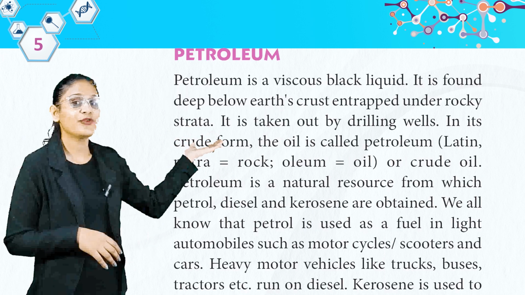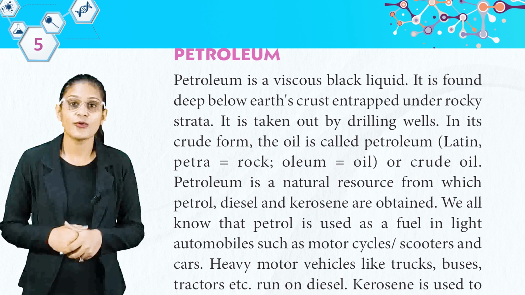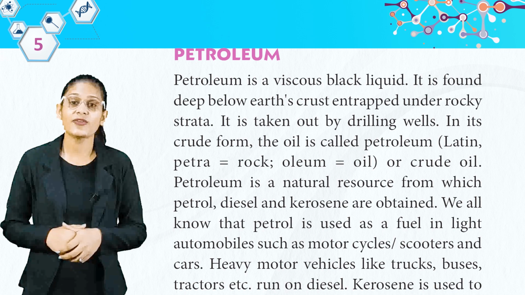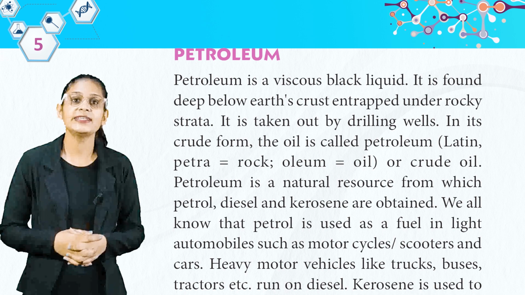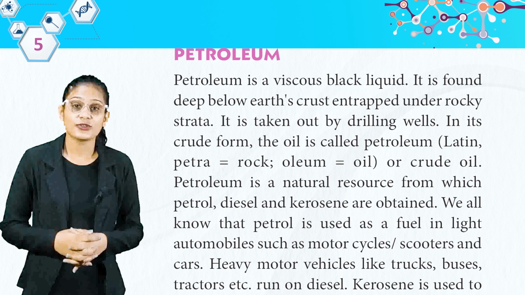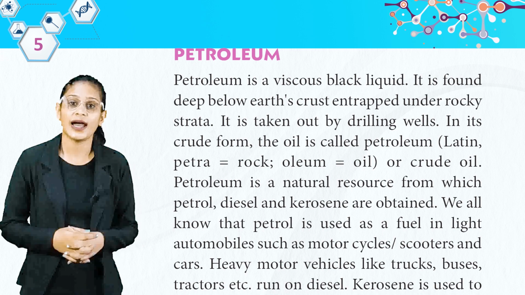Now we have petroleum. Petroleum is a viscous black liquid. It is found deep down below Earth's crust and trapped under rocky strata. It is taken out by drilling wells. In its crude form, the oil is called petroleum, from Latin petra, rock, and oleum, oil, or crude oil. Petroleum is a natural resource from which petrol, diesel and kerosene are obtained.